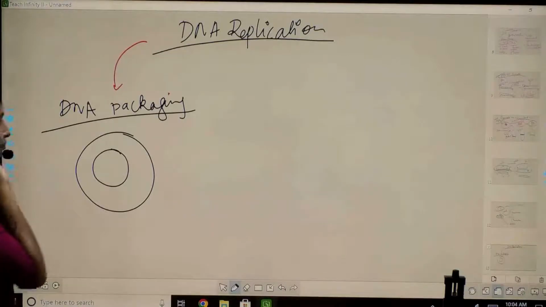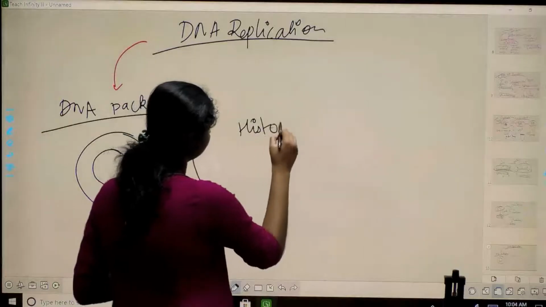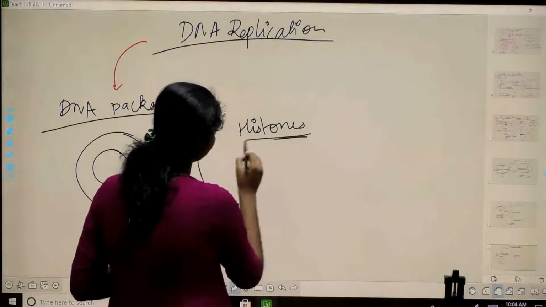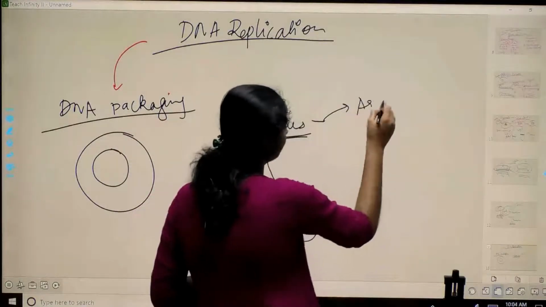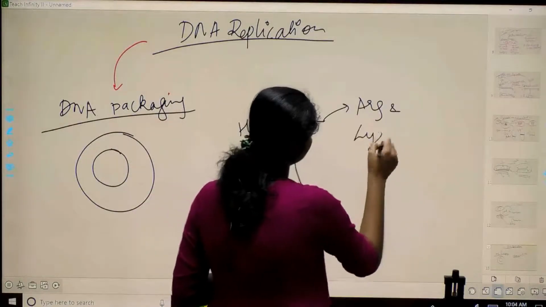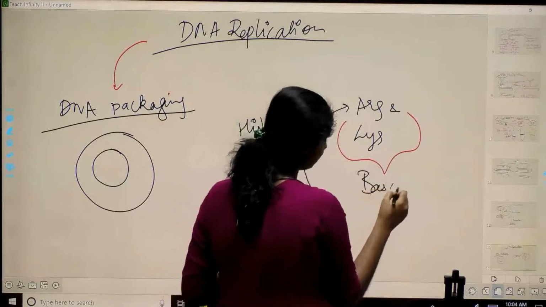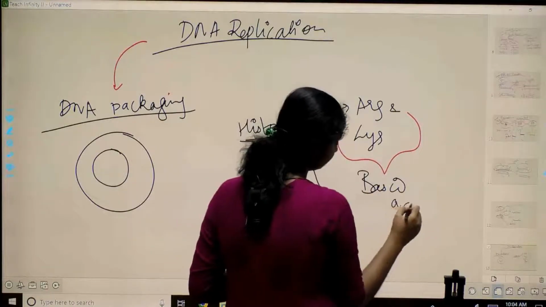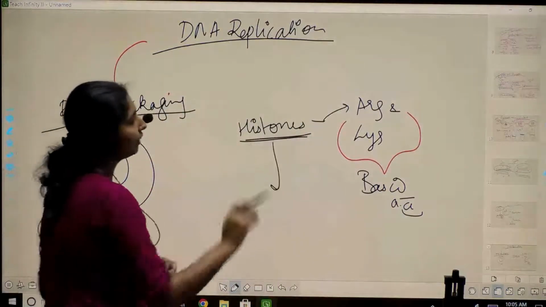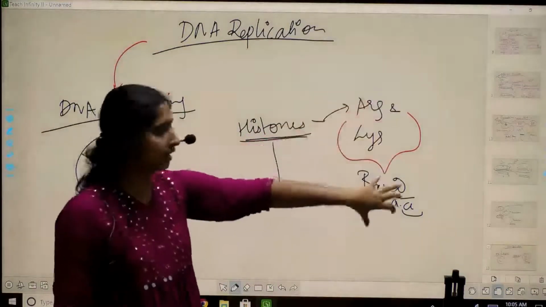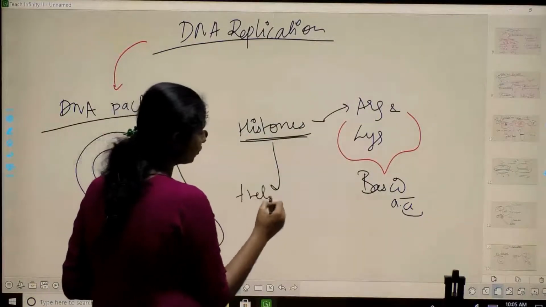There are certain proteins known as histones. Histones have a high amount of arginine and lysine. What is arginine and lysine? They are basic amino acids. These proteins are made of large quantities of arginine and lysine, which are basic amino acids, and histones are positively charged.